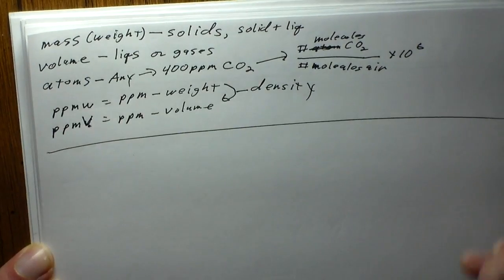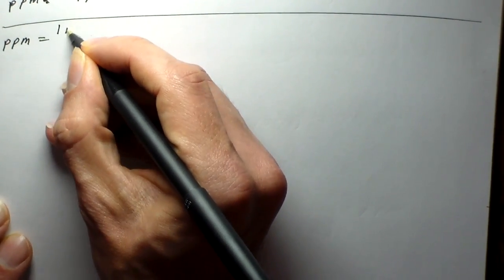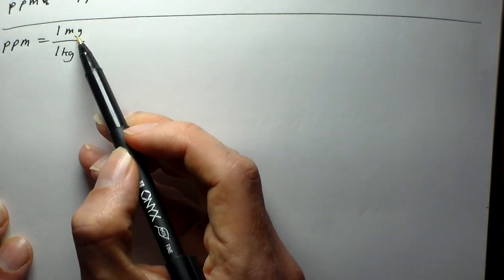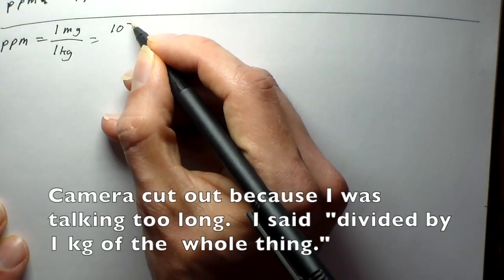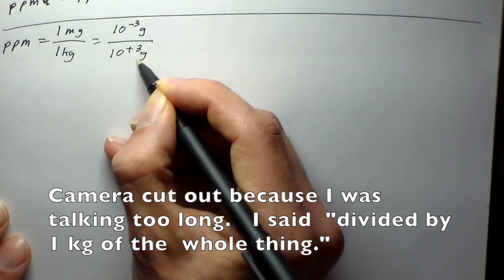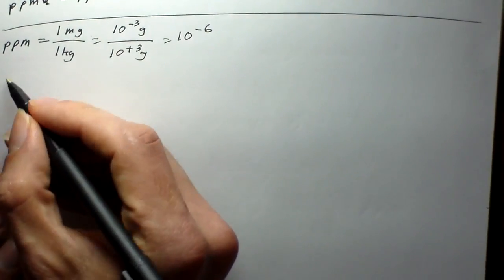Now, if we're dealing with weights in these cases, just to help visualize what we mean by parts per million, because these units can be a little odd in some cases: a part per million is equivalent to having 1 milligram per kilogram. So that would be 1 milligram of your substance divided by 1 kilogram. It's 10 to the minus 3 grams over 10 to the plus 3 grams, which works out to be 10 to the minus 6th.